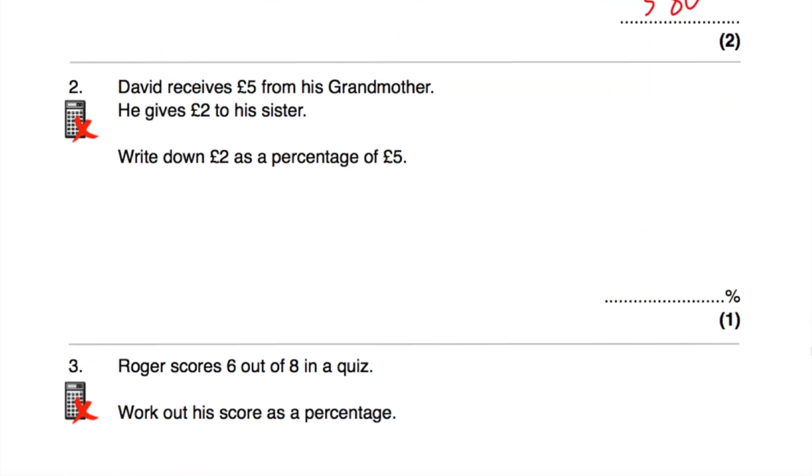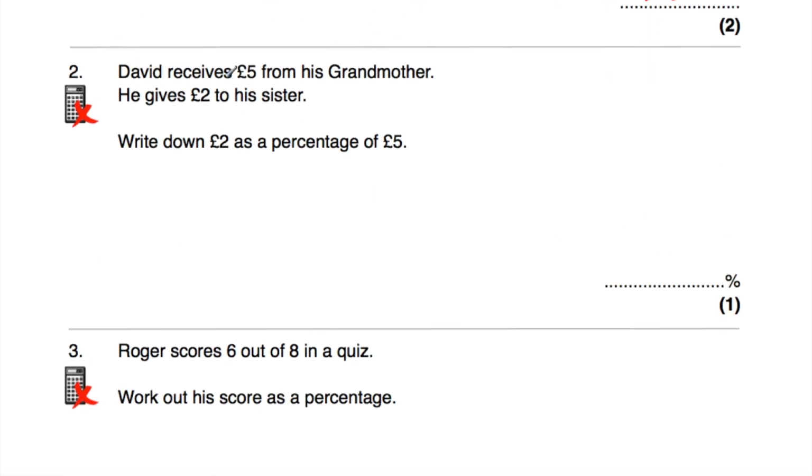Okay, let's look at our next question, question number 2. Question number 2 says, David received £5 from his grandmother. So David's grandmother gives him £5 and he gives £2 to his sister. So that's quite generous of him. And then we're asked to write down £2 as a percentage of £5. So we need to write £2 as a percentage of £5.